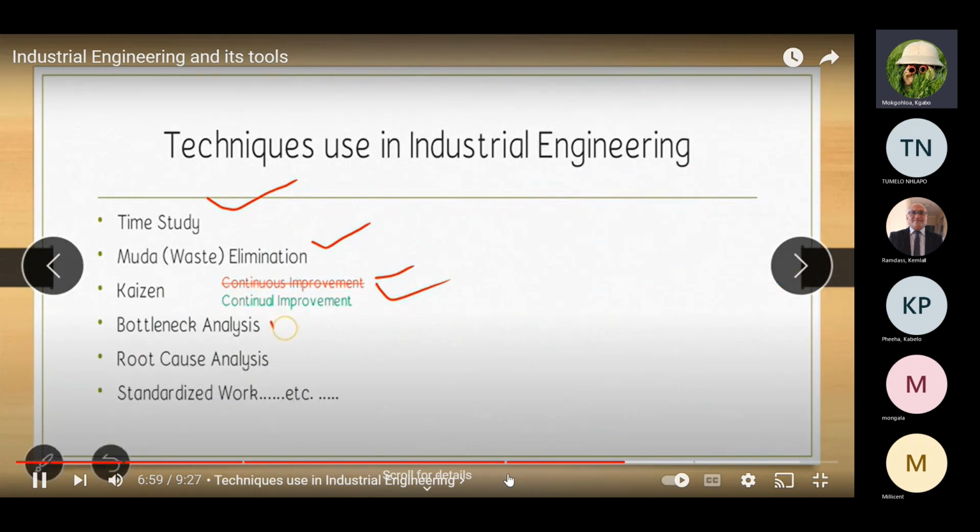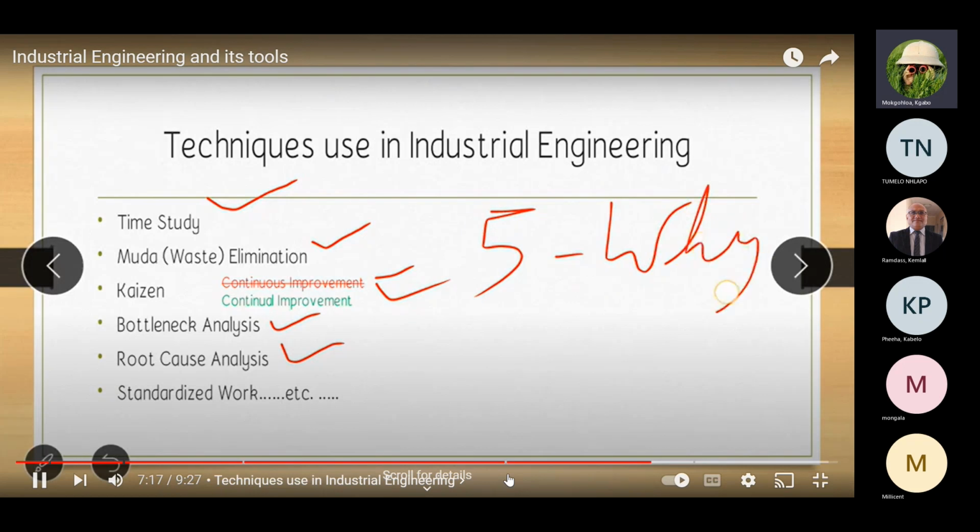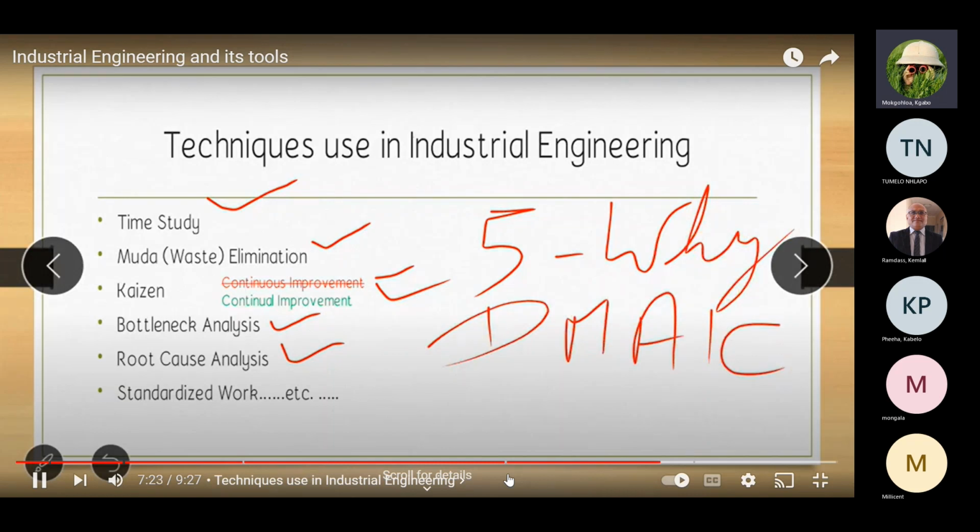Then the bottleneck analysis, as I earlier told, and then the root cause analysis. Root cause means if you are having any problem, any defects or any issue in the process, we have to do the root cause analysis. Root cause analysis has a lot of methods like 5 Why, or we can say Why-Why analysis, then DMAIC, and other methods like 8D, 8 discipline.